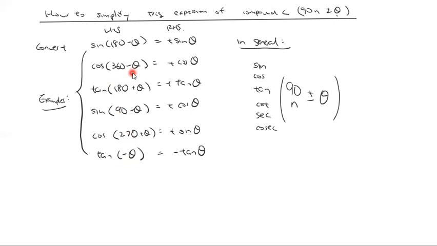And our job is to convert it into the appropriate sign, whether it's positive or negative, and then into the appropriate answer, whether it's sine, cosine, tan, cot, sec, or cosec. There will be one answer of theta. So that's our job: we're going to be converting the left-hand side into the right-hand side.